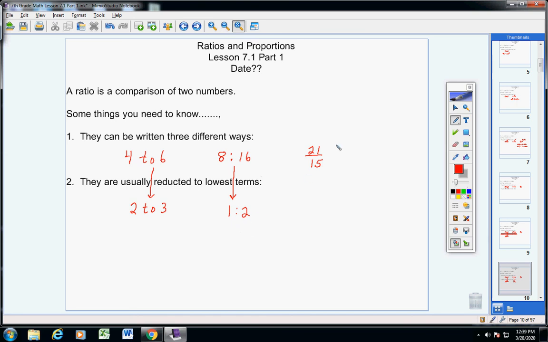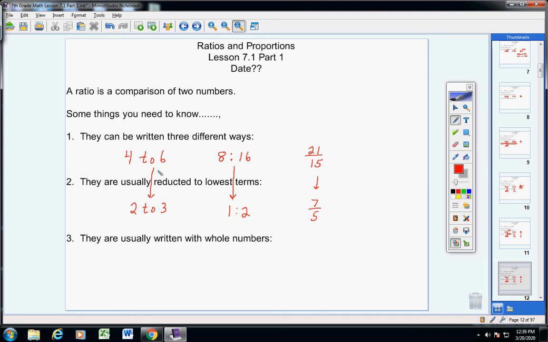Now 21 over 15. Let's see, 3 goes into both those numbers, so 3 goes into 21 seven times, and 3 goes into 15 five times. So this ratio here should be reduced down to 7 over 5. So ratios can be written three different ways. They're usually reduced. I misspelled that word, sorry, there shouldn't be a T there. Reduced, okay? And then number 3, they're usually written with whole numbers.